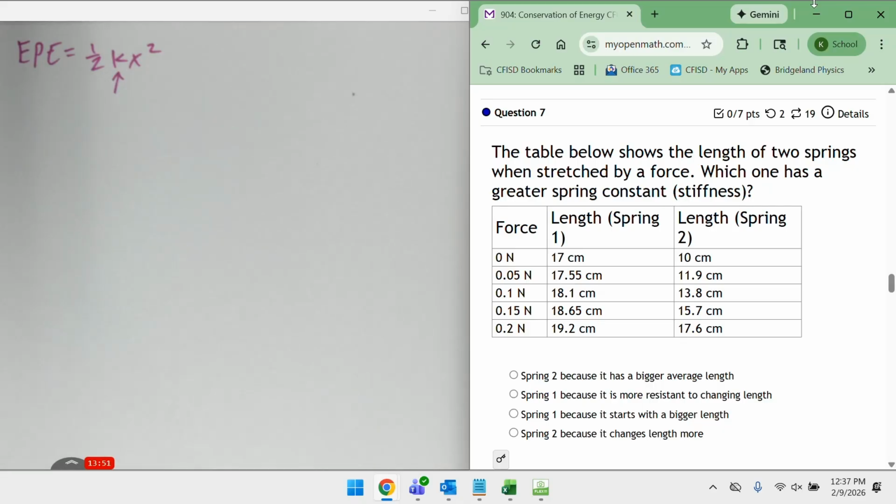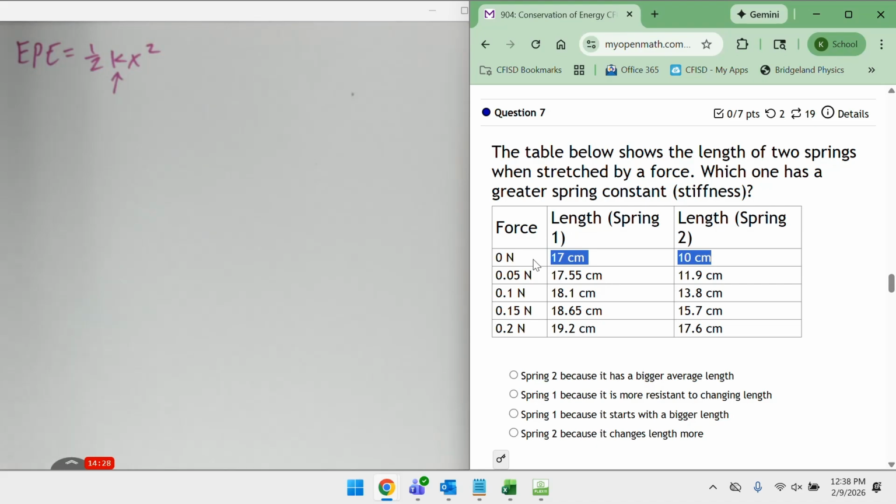You could have newtons per centimeter, in which case it's the force to stretch it a centimeter, which is kind of what this table is giving us, is the force per centimeters. But it's still going to represent how loose or tight a spring is. And so the larger this number is for K, the more force it takes to stretch it, which makes it a stiffer spring. And so if you look at this, the length of these springs, initially when there's no force, they're not the same length. Spring 1 starts out at 17 centimeters, whereas spring 2 starts out at 10 centimeters.